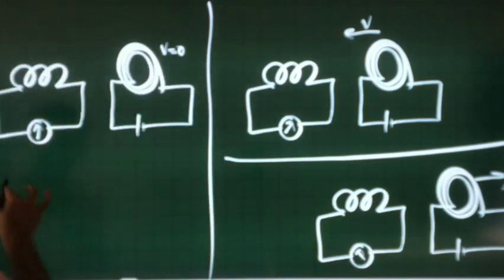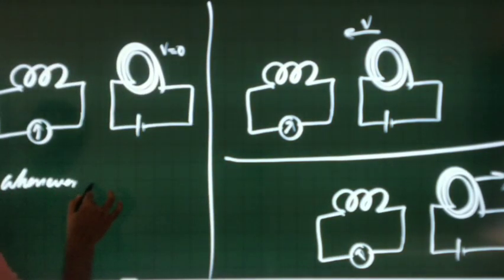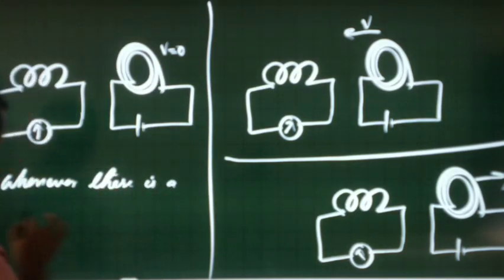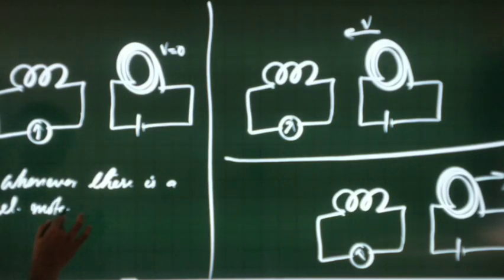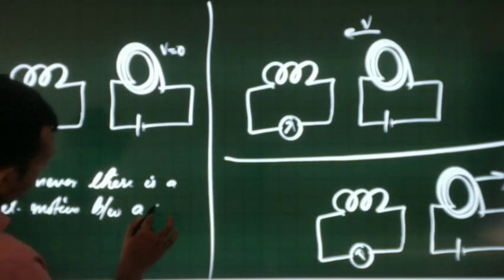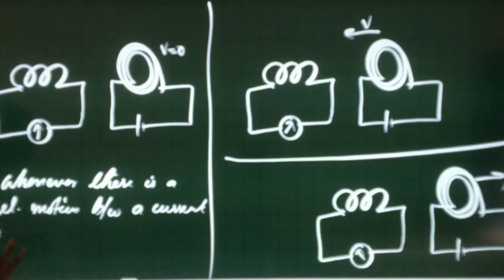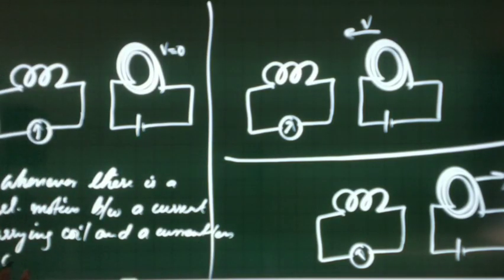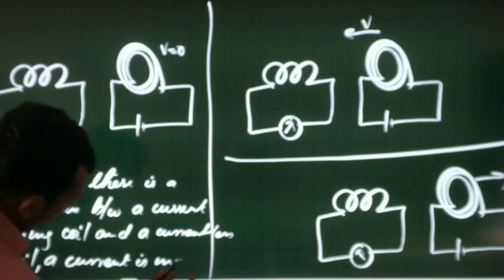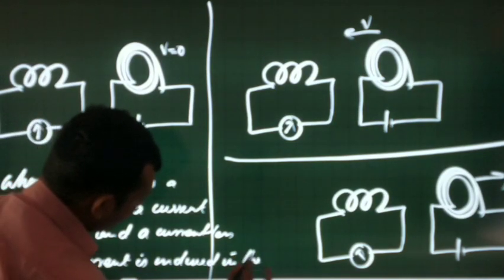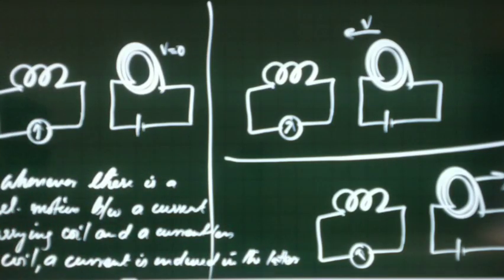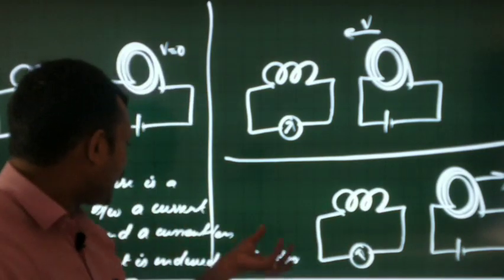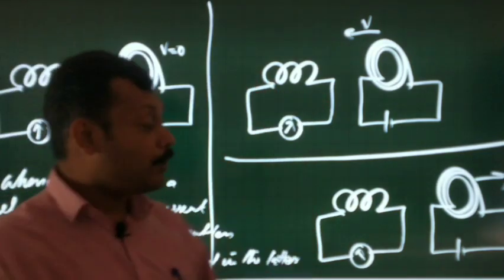So, which means whenever there is a relative motion between a current carrying coil and a currentless coil, a current is induced in the latter. Perhaps it is induced in both the coils as well. A current is induced in the latter because we are concerned only about the latter.